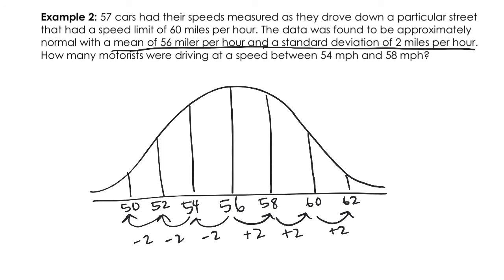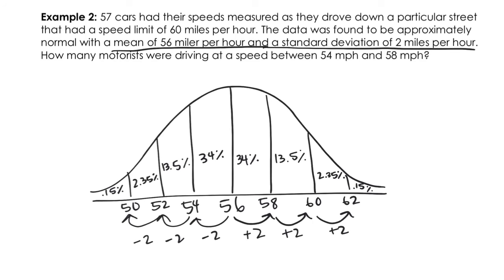Now, within those middle two columns, that's 34% of our data. Both of those are the same. Then our next percent is always 13.5%. Then our next two columns are 2.35%. And then our last ones are always 0.15%.